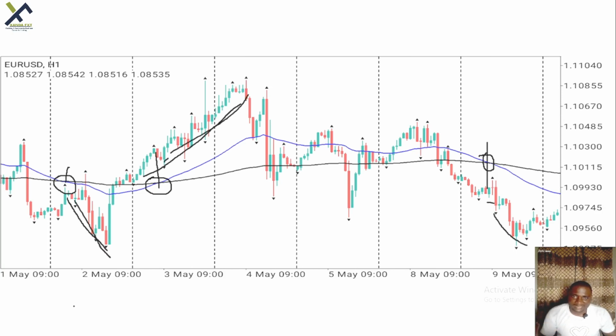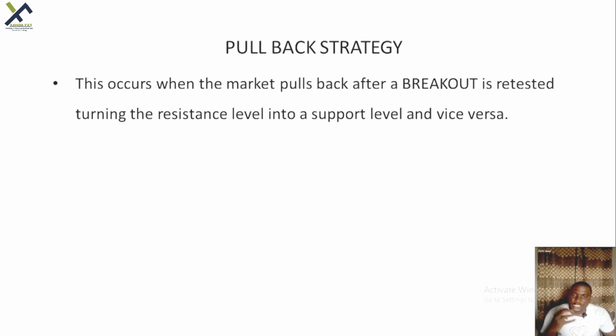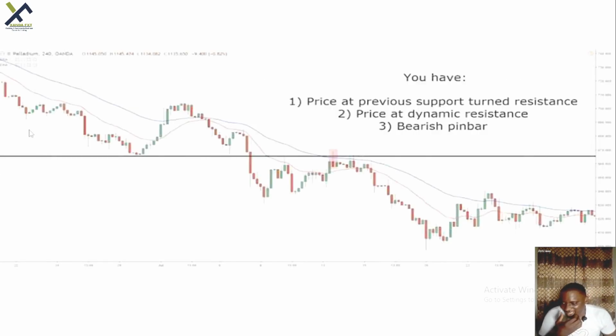Now let's look at the next strategy, the pullback strategy. This occurs when the market pulls back after a breakout is tested, turning the resistance level into a support level and vice versa. Now let's look at it in the chart. If you look at this trend, once it hits the moving average, the price was rejected here. Now it retraces back, came down again, the price was rejected here, it moved up, came down again.